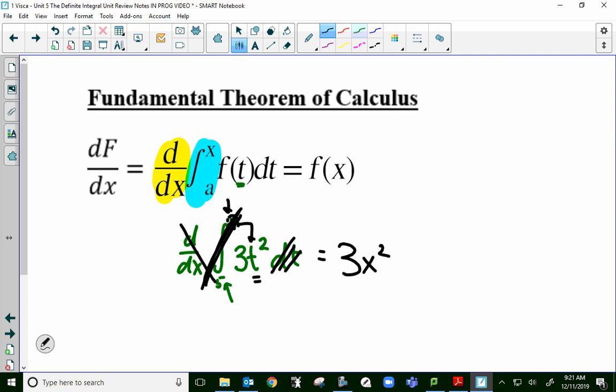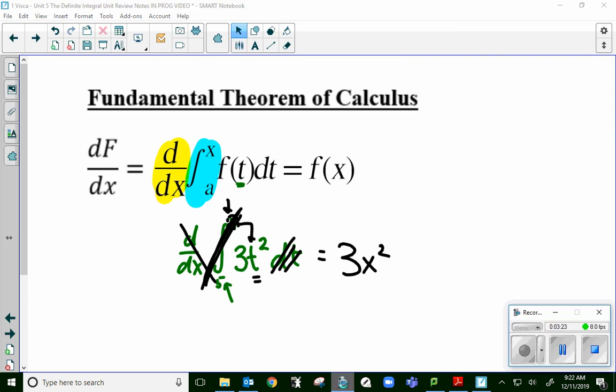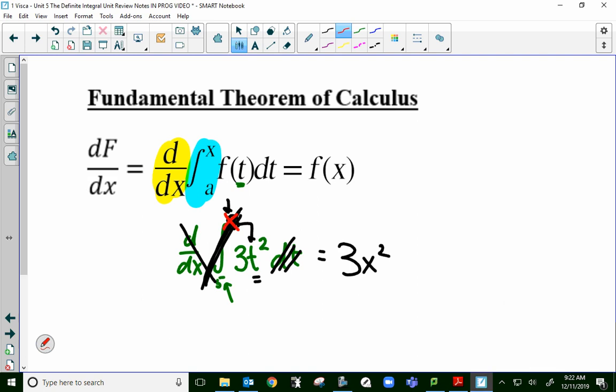Chain rule. Remember our friend chain rule? But with the chain rule, this was an x, so we are always multiplying by the derivative of whatever this upper thing is. The derivative of x is 1, and anything times 1 is itself.